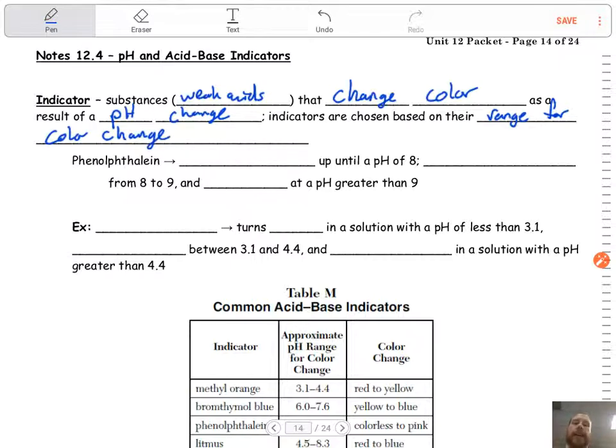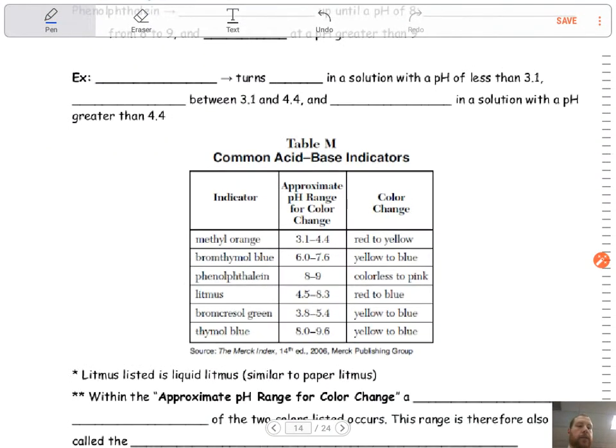Not all indicators are going to be good for every single reaction or for testing every substance. So if you look on table M, if I have something that is dealing with a change in pH from, say, 8 to 10, I'm not going to want to pick methyl orange, because methyl orange is specific for a pH of 3.1 to 4.4. I'm not going to see any change in the indicator if my pH is above or below it.